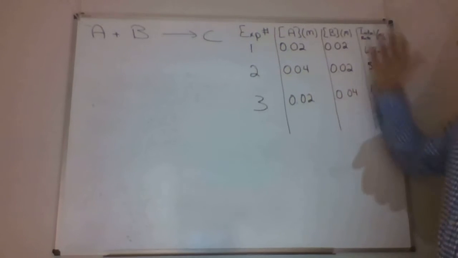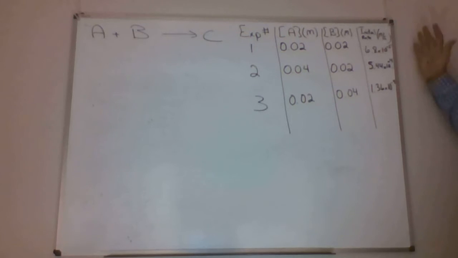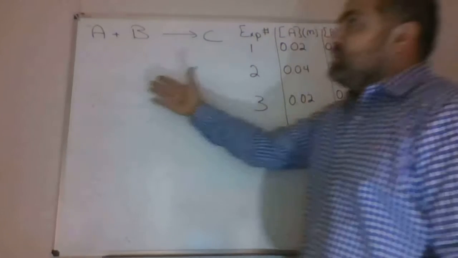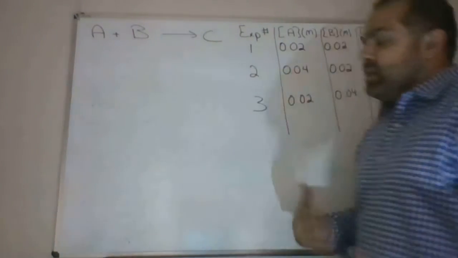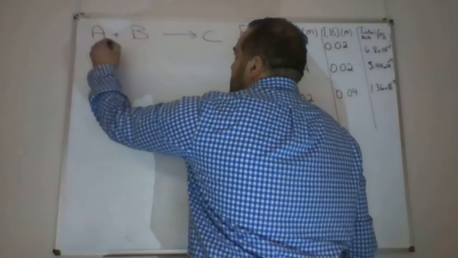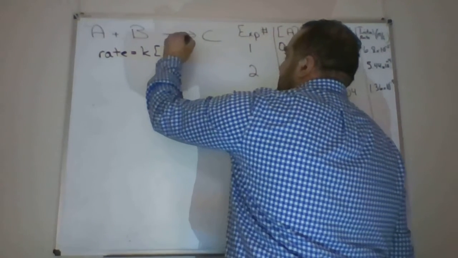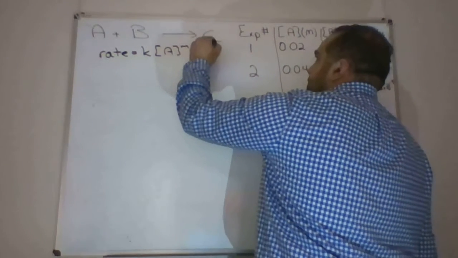What I have up here is some experiments where we've changed the concentrations of our reactants and calculated the initial rates. This is a very generalized equation, A plus B gives us C, and we want to determine the rate law. The general form of a rate law is rate equals k, [A] to the m, [B] to the n.